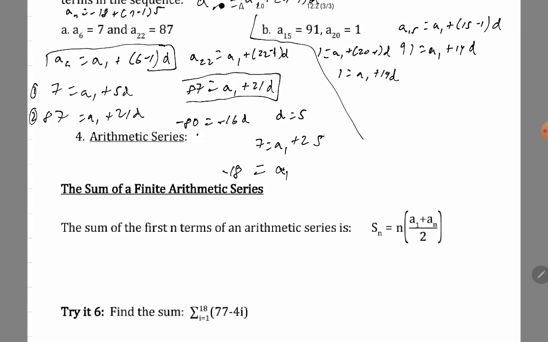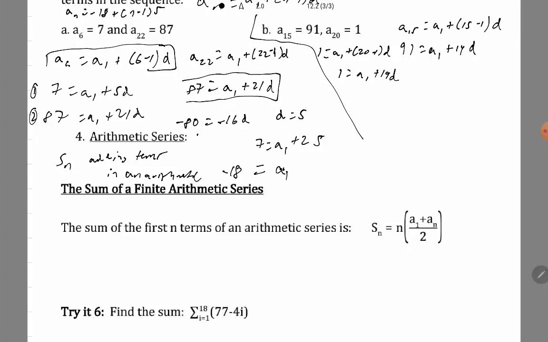So number 4, arithmetic series. A sequence is just a series of numbers. And then a series means we're adding all of them. So we usually use the term S of n. So adding terms in an arithmetic sequence.